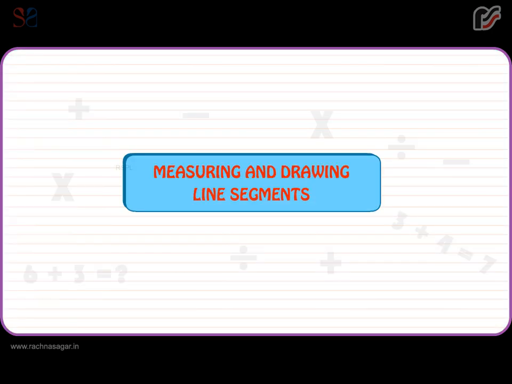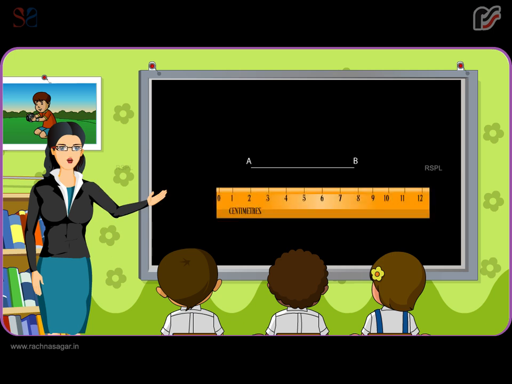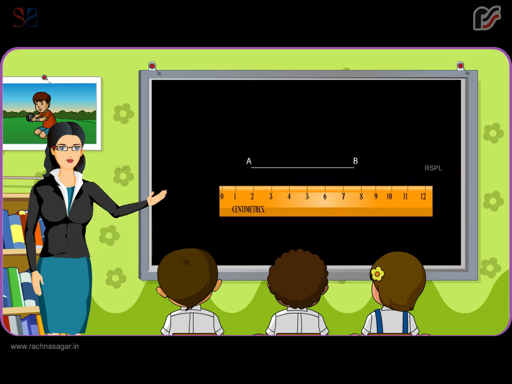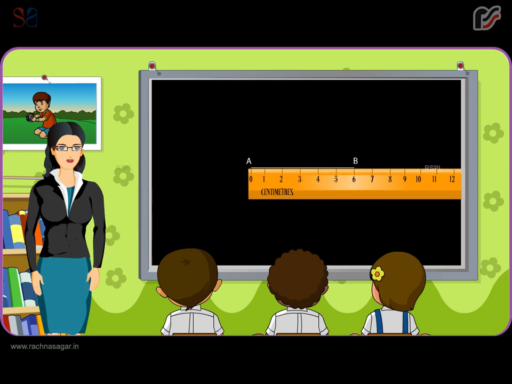Measuring and drawing line segments. Let's learn to measure the length of a given line segment AB in centimeters. We use a scale to measure the line segments. Place the edge of the scale showing centimeters along the line segment AB. Adjust the scale in such a way that the 0 mark of the scale is at the point A. Read the scale at the point B. Here, the mark on the scale is at 6 centimeter. So, the length of given line segment AB is 6 centimeter.